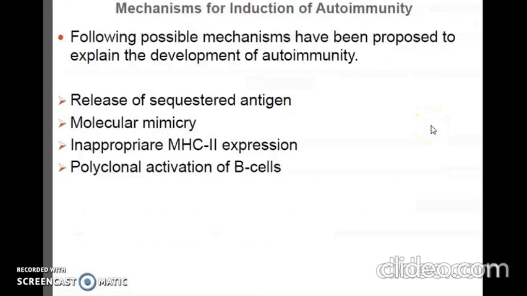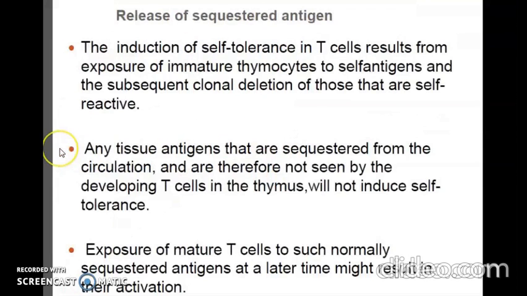Now let's see some of the mechanisms for induction of autoimmunity. The first one is the release of sequestered antigen, molecular mimicry, inappropriate MHC2 expression, polyclonal activation of B cells. Now let's see about the release of sequestered antigen. Sequestered antigen means the antigens which are isolated or hidden.